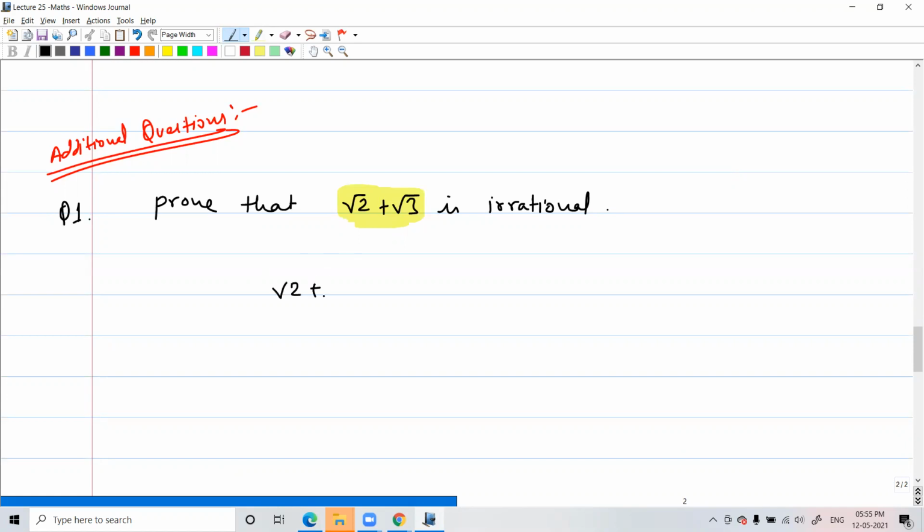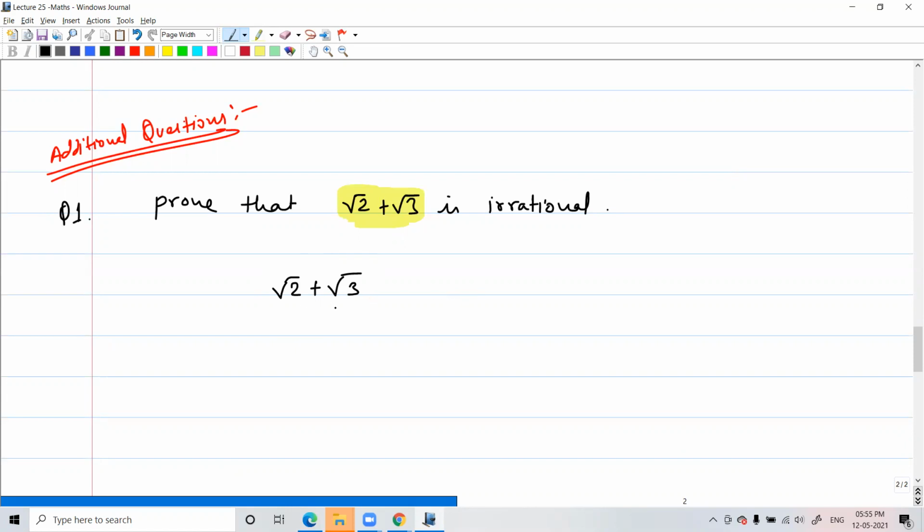Okay. Root 2 plus root 3. How would you add them? Root 5? No, you can't do that. No, no, no. Root 2 and root 3, they are irrational numbers. We cannot add irrational numbers like root 2 plus root 3 is equal to root 5. It doesn't work like that.